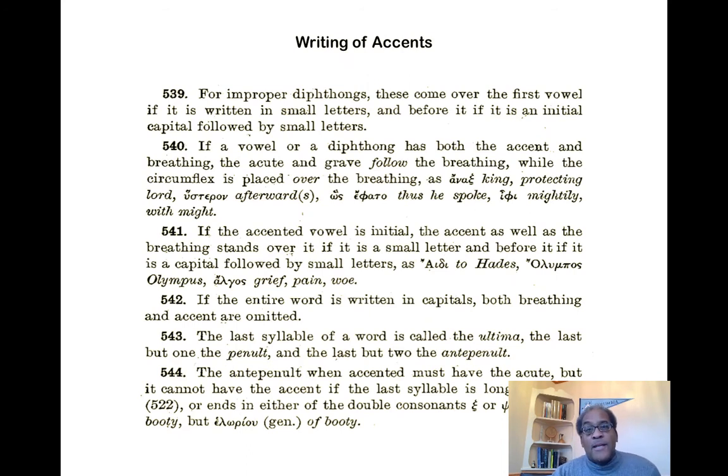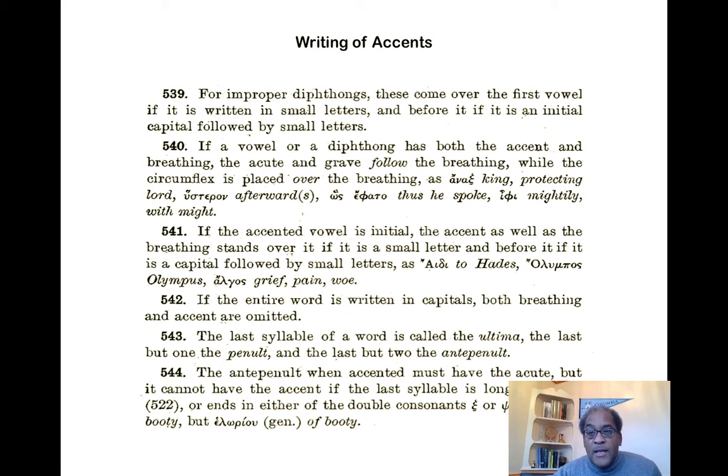Okay, the writing of accents. For improper diphthongs, the accents come over the first vowel if it is written in small letters, and before it if it is written as an initial capital followed by small letters. If the vowel or diphthong has both the accent and the breathing, the acute and grave follow the breathing, while the circumflex is placed over the breathing.